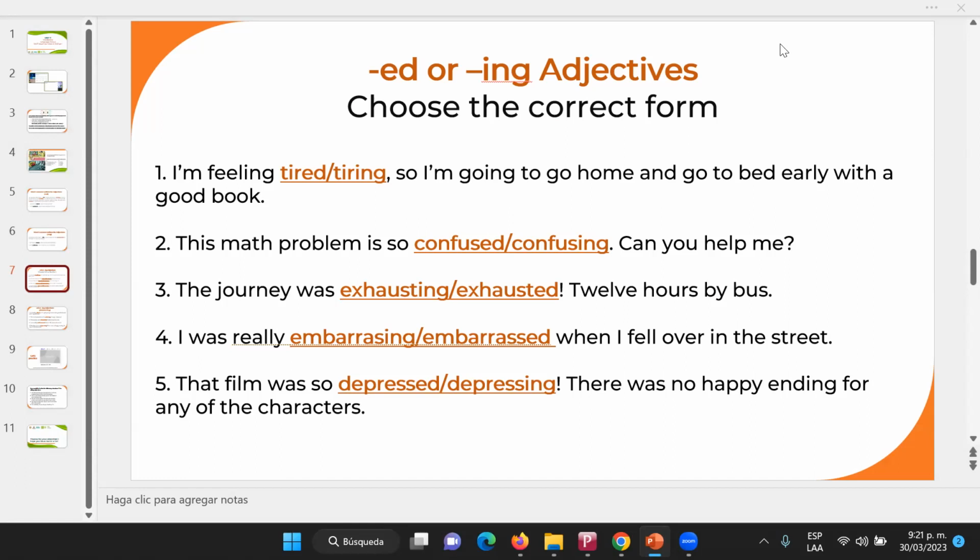Natalia, number 4, please. Okay, teacher. I was really embarrassed when I fell over in the street. Very good. And we finish with number 5, Mabel.